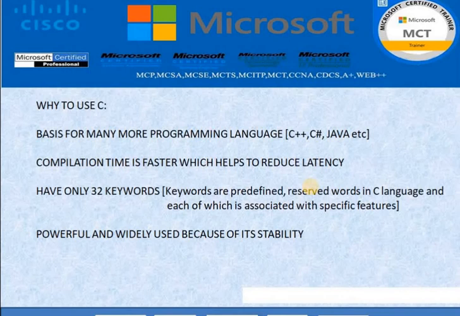Compilation time is faster over here. That means that will help to reduce the latency. If you are wondering about the exact meaning of reducing the latency with the help of C programming language, it means if you use C programming language to develop any application, even a game, it's going to perform faster. Compilation time is faster.